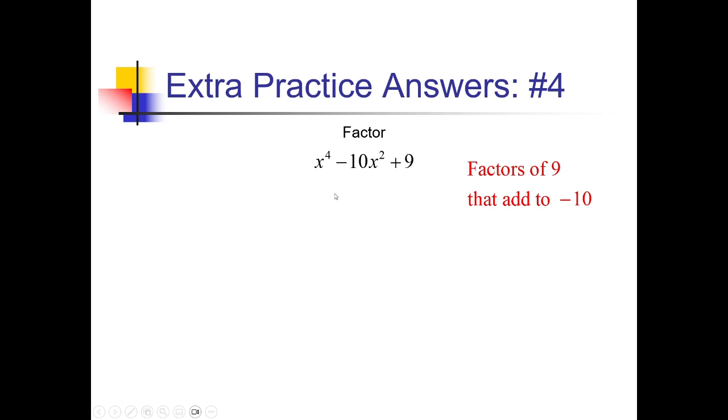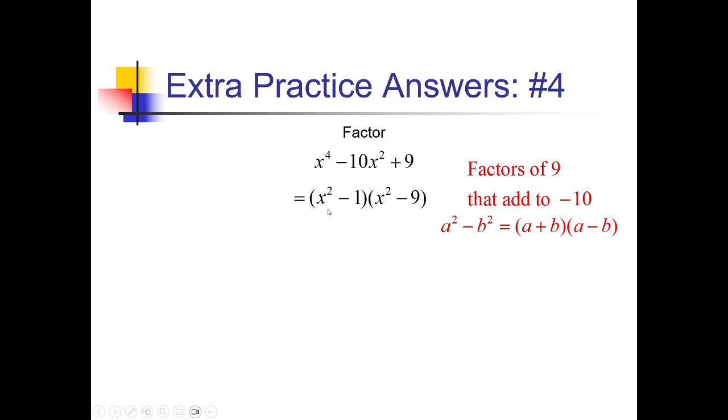So I'm going to split this up. Instead of using an x, I'm going to use an x squared. So x squared minus 1 and x squared minus 9. This is great as far as it goes, but I can break these up even further using my a squared minus b squared shortcut, a plus b, a minus b. So basically square root each thing and put a plus and minus in parentheses.